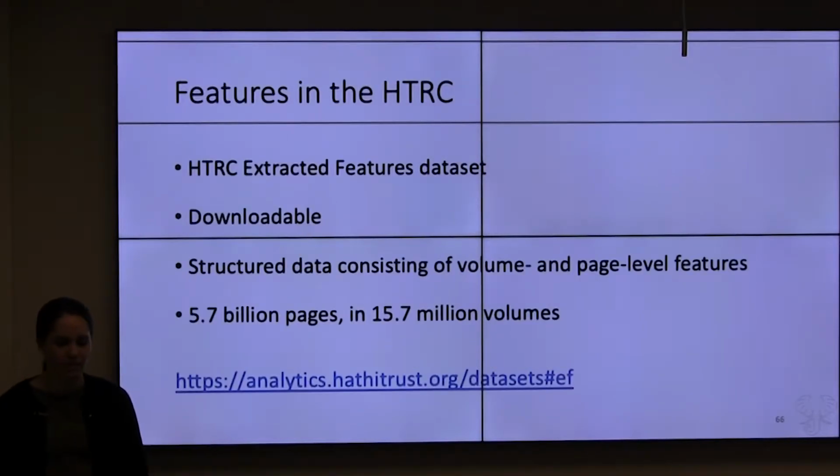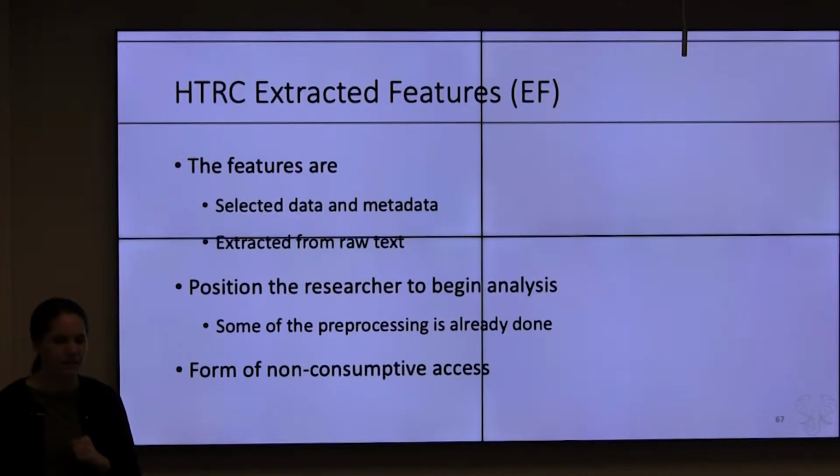As I've mentioned, the HTRC has a data set called the Extracted Features data set. It's a downloadable data set that represents 15.7 million volumes. For some reason, I think it's more like just over 16, but maybe I'm wrong. But it's a snapshot of the digital library. So we periodically re-crunch data, but we're not doing it every day as the library grows. It's structured data in JSON format, and it consists of both information about the volume and about every page in the volume. So the features are selected data and metadata elements that are extracted from that raw text. And we hope that they position the researcher to begin his or her analysis.